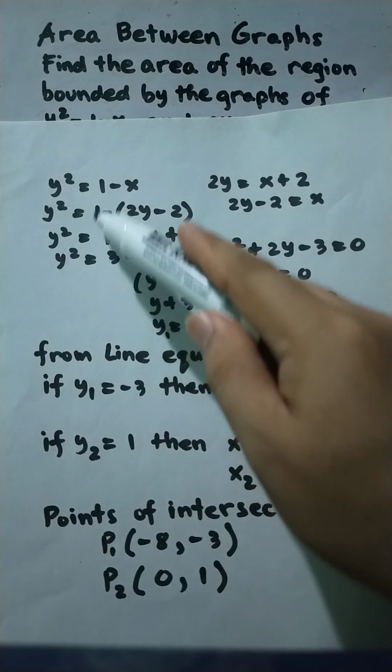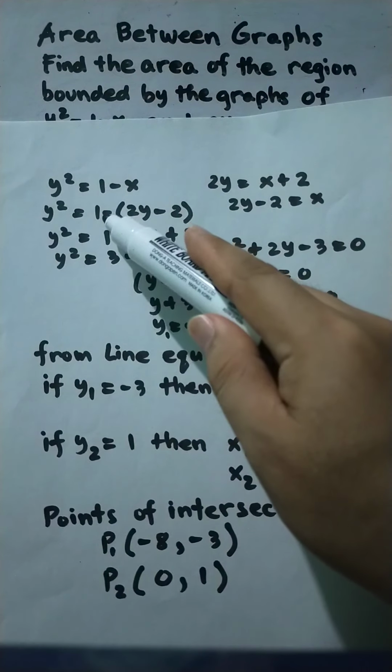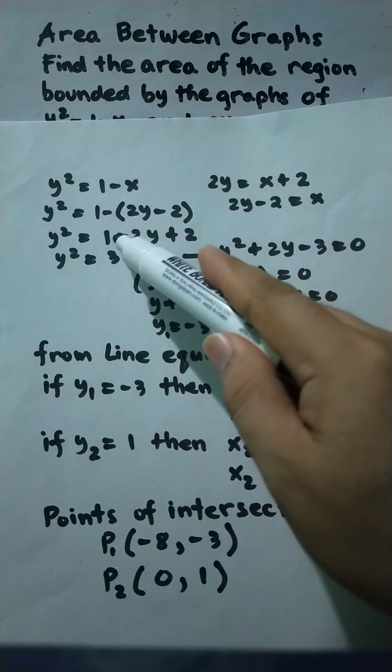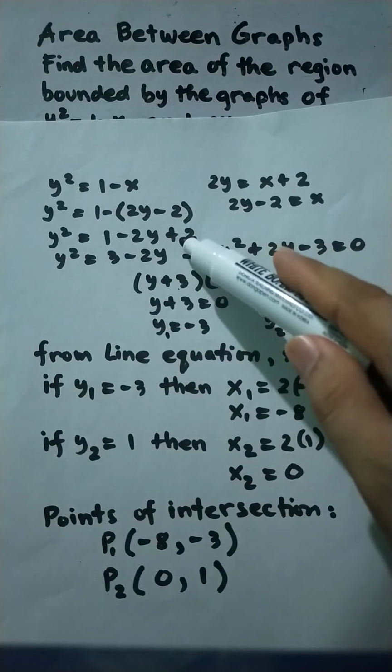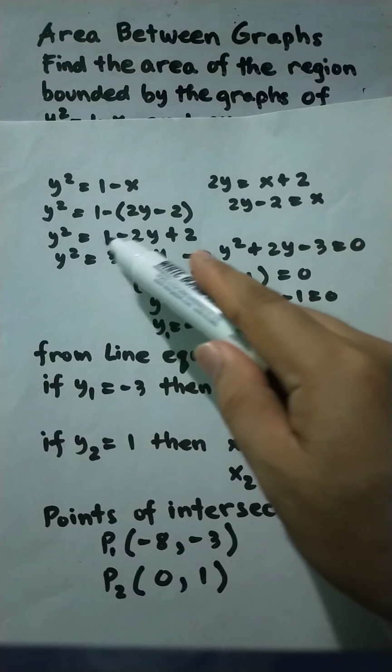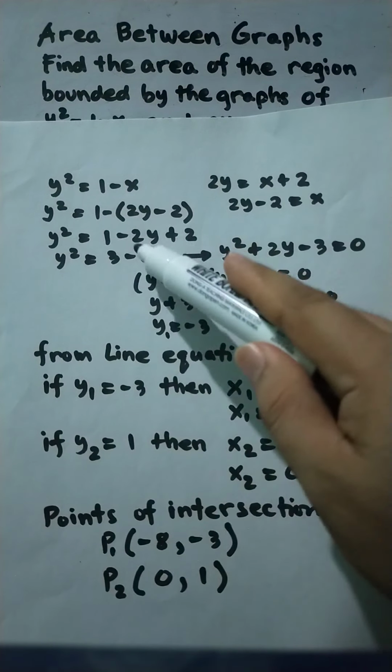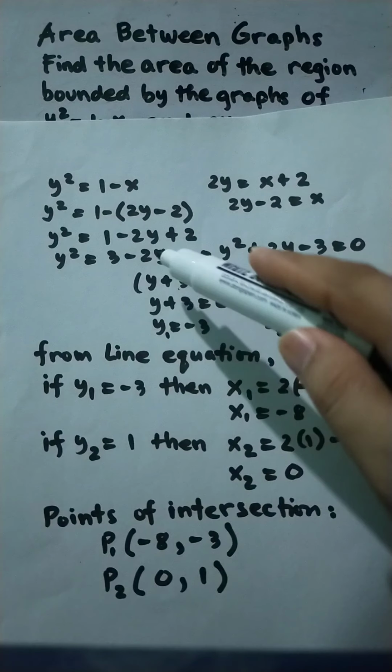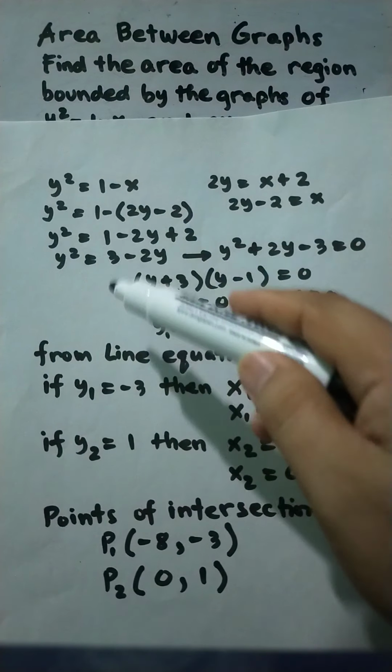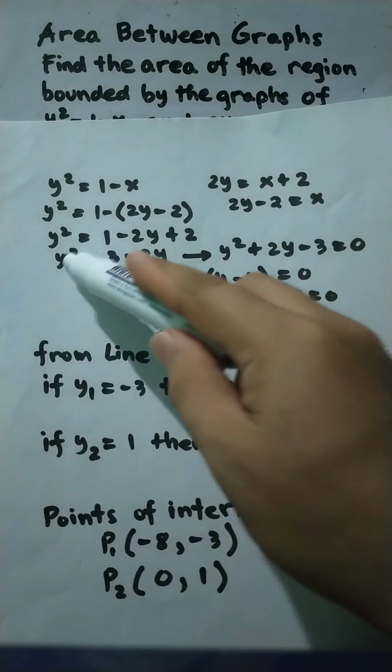So that y squared equals 1 minus, multiplying negative 2 by positive 2y, that is negative 2y, and then negative times negative 2 is positive 2. Okay, and then 1 plus 2 is equivalent to 3, and then this is negative 2y. So y squared equals 3 minus 2y. By rewriting this, y squared, and then negative 2y will be transferred to the other side. That becomes positive 2y. And then 3 to the other side, this is positive 3, transferred to the other side, that becomes negative 3. So we have here negative 3, which is equivalent to 0.